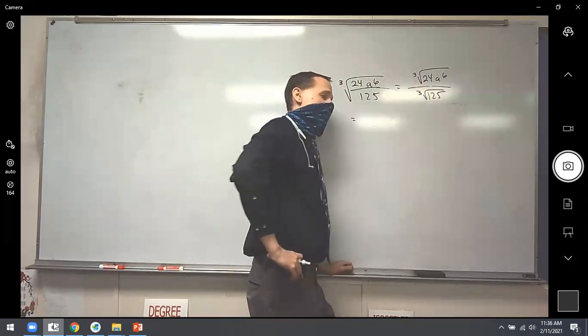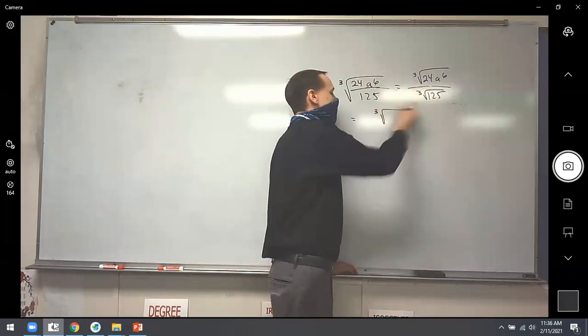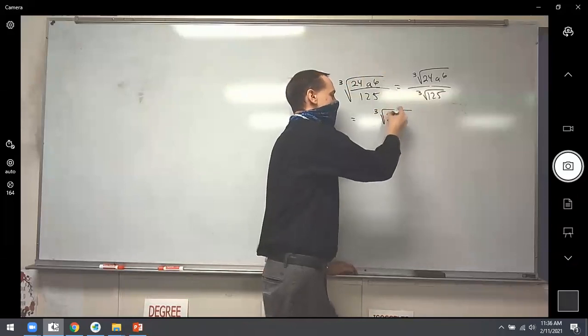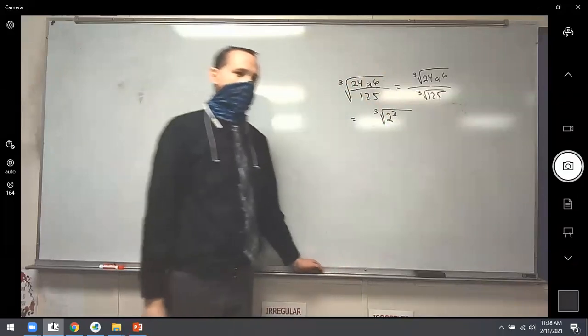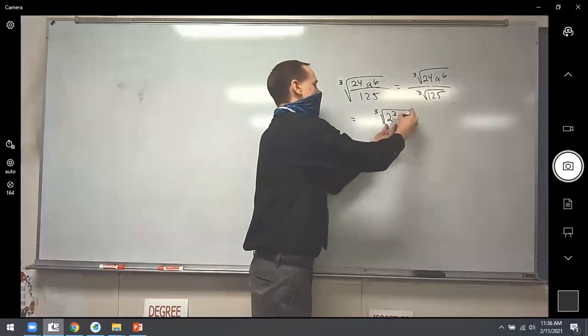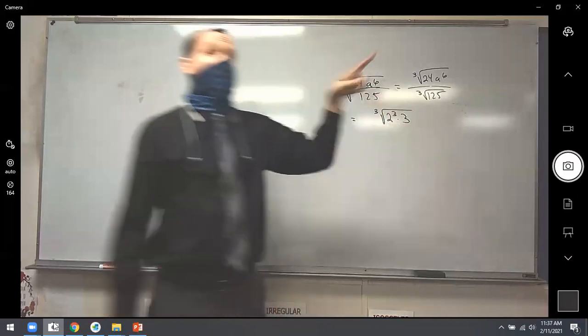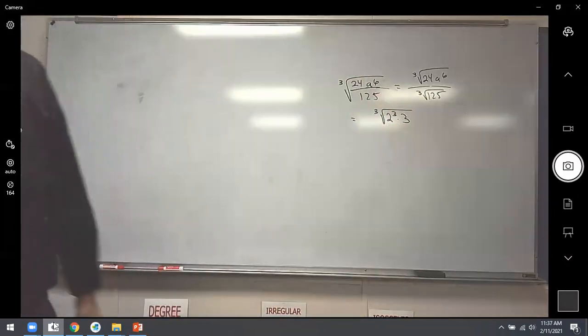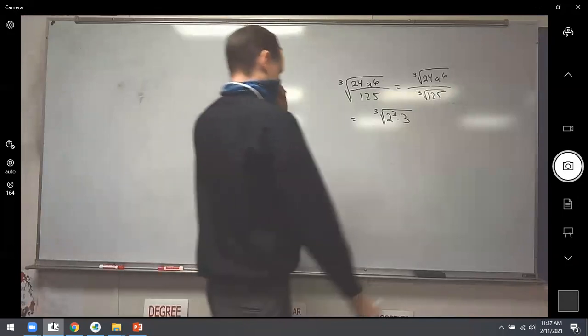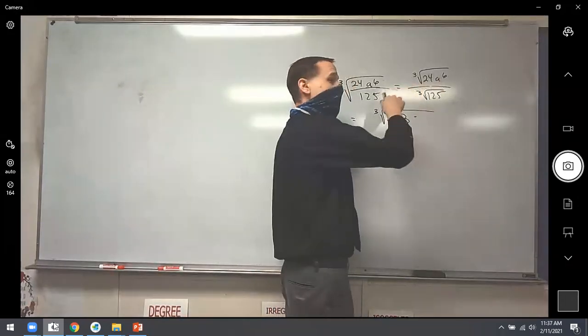4 is not a cube. 8. Okay, I'm down with that. 8's something cubed. 8 is 2 cubed, correct? So I can call the 24 an 8 times a 3. So I'm going to write 8 times 3, but I know I'm doing that because 8 is 2 cubed. Well, that's good. And similarly, this 8 to the 6th, well, it's something cubed.